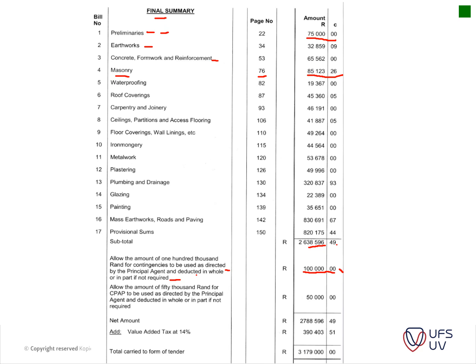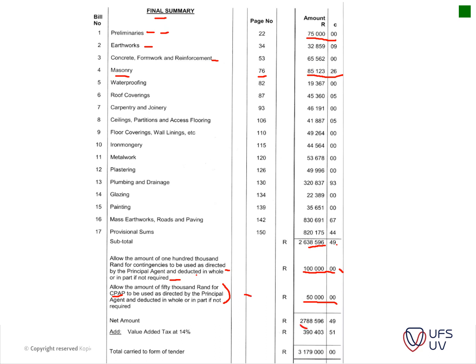Then we also have an allowance of 50,000 Rand for contract price adjustment. It's basically inflation, and there's a couple of indices used on that. Please just take note of that; it's not something I'm going to keep you busy with. An additional amount of 50,000 Rand is allowed for this. If you've got projects going over a couple of years, this amount is very important.